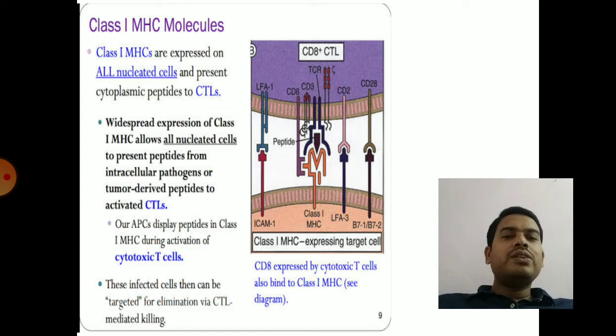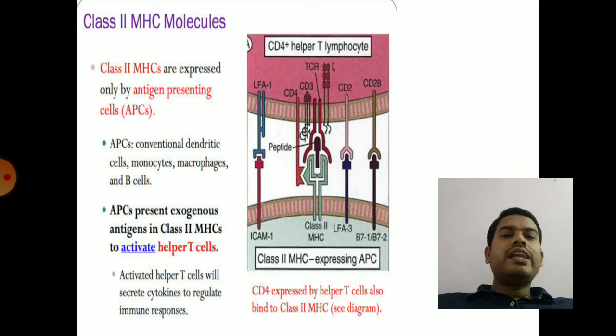So the class 1 MHC molecules containing cells, all nucleated cells, process the antigen and present it to CD8 receptor containing T cytotoxic cells. So that is class 1 MHC molecule. Whereas the class 2 MHC molecule is present especially on antigen presenting cells like macrophages, dendritic cells, B cells, monocytes, etc.